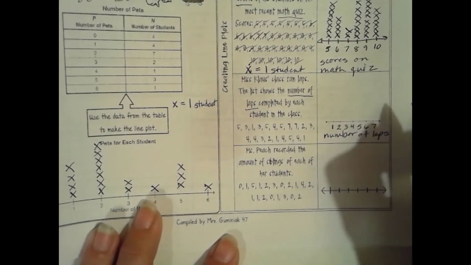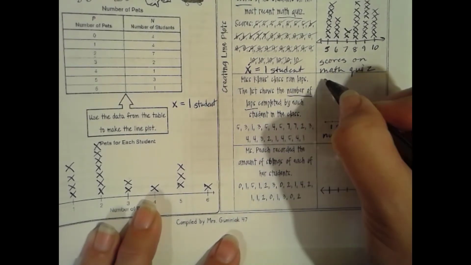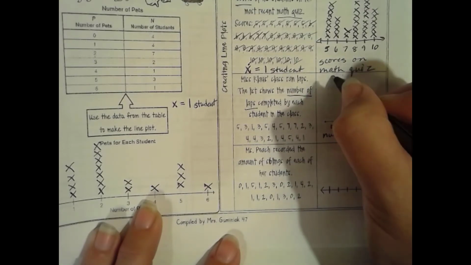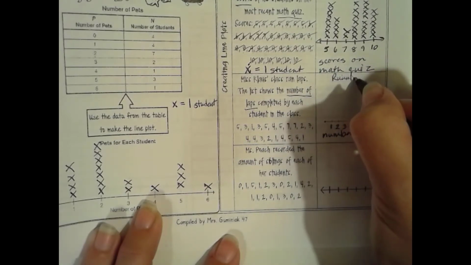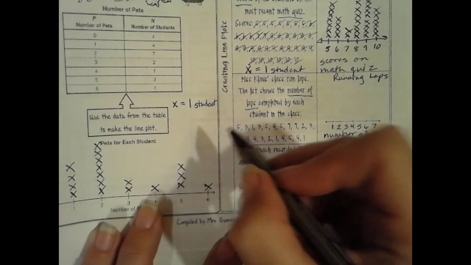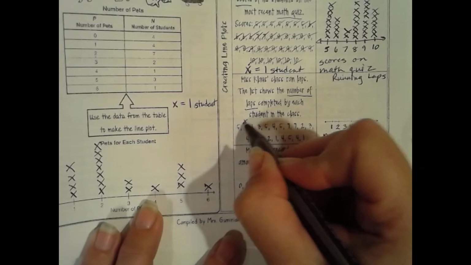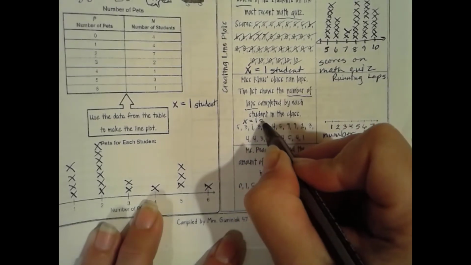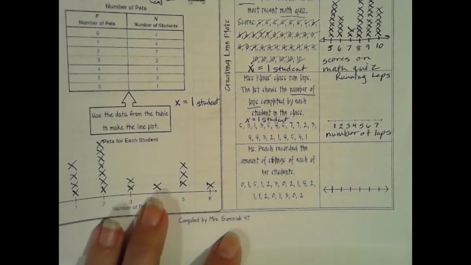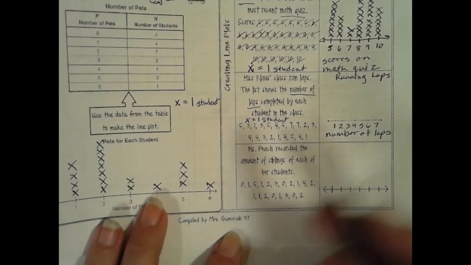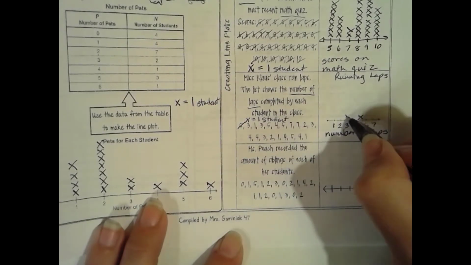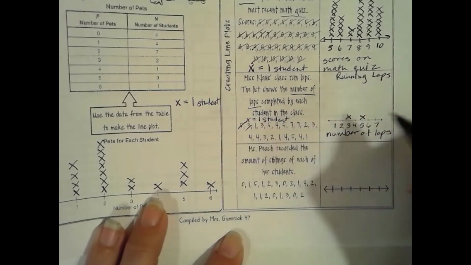And 1x, so this is laps. Running laps can be our title. So 1x equals 1 student. So 1 student ran 5 laps, so we put an x at 5. 1 student ran 3 laps. 1 student ran 1 lap.